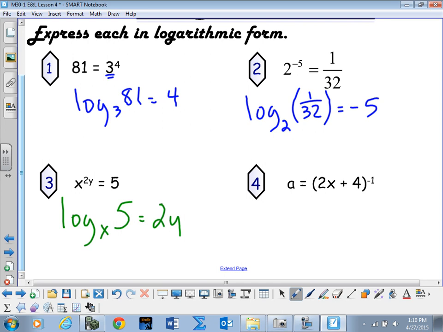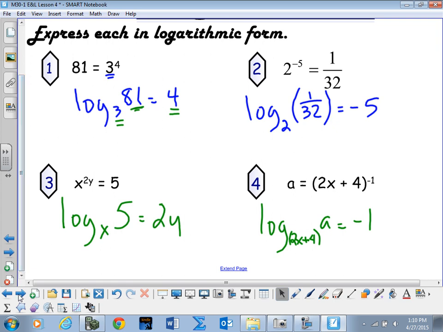So this looks a little different, but we're going to treat it exactly the same. The base here is a binomial, so a subscript of 2x plus 4, and a is this position. The exponent is negative 1. You getting the hang of it? Base, exponent, what the exponential equation equaled initially is this position right here.